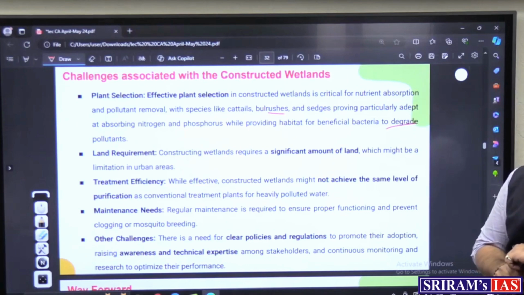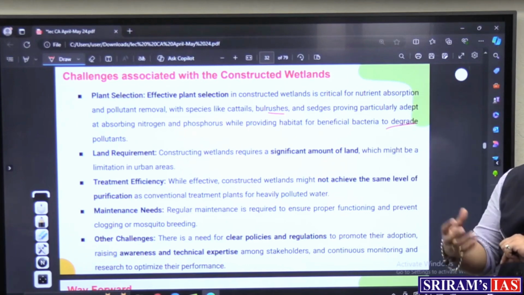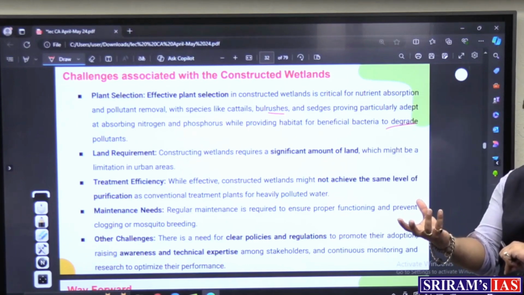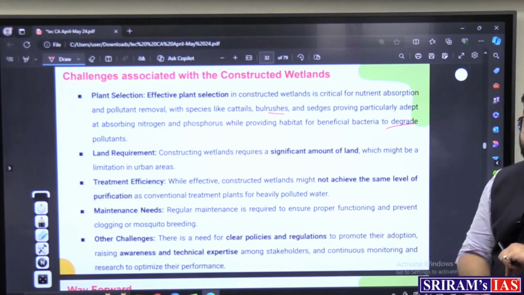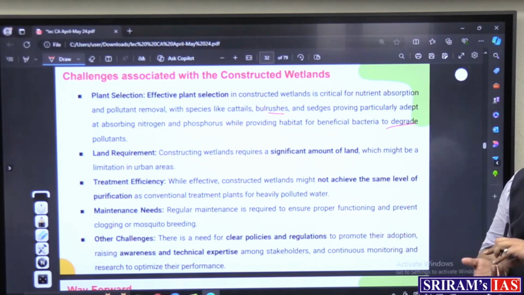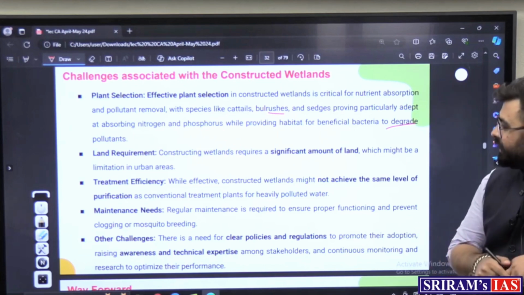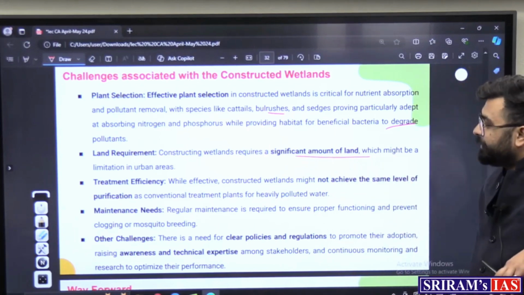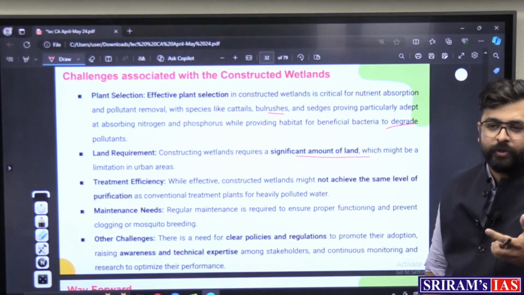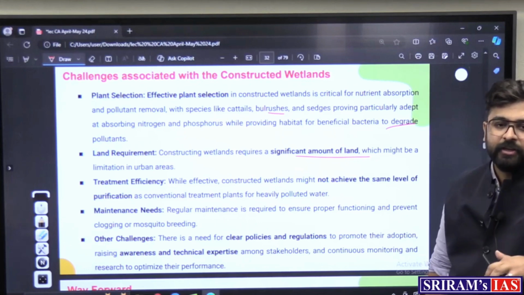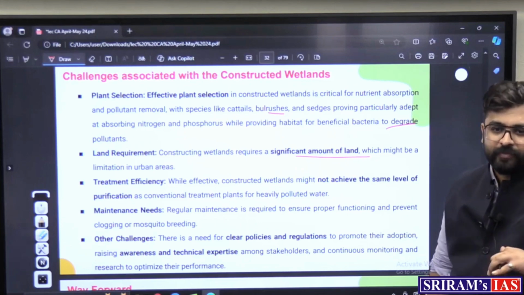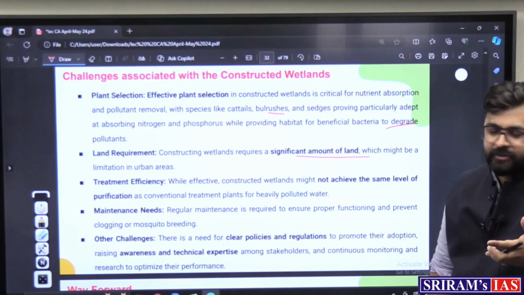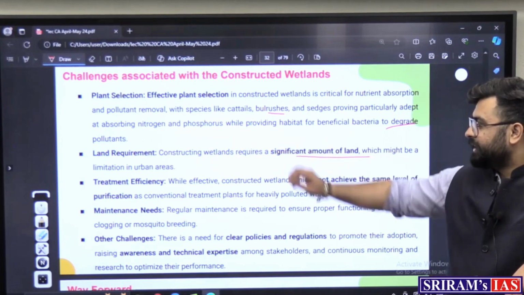Then land requirement. For constructed wetlands, you need more land to be converted as wetlands. We are already facing a land crunch. Acquiring land is again a very tough task. So a significant amount of land is needed, which might be very limited in urban areas. Like if you want to create constructed wetlands in Delhi, where are the options? Where will you create it? Hardly any space. Okay. So the challenge is land requirement.